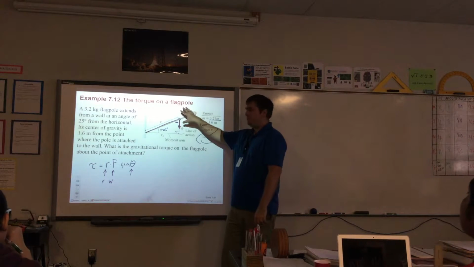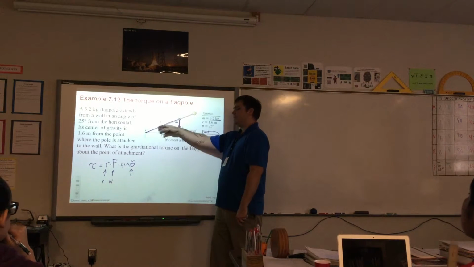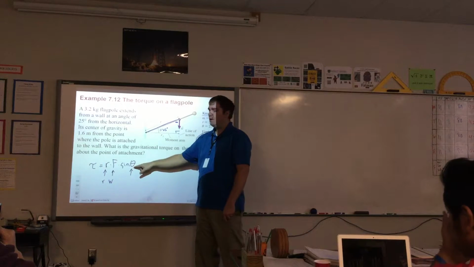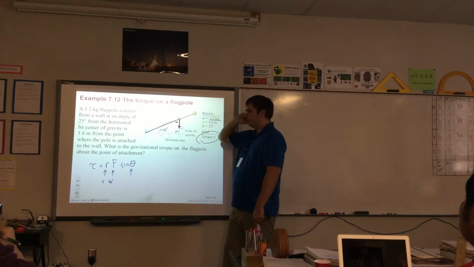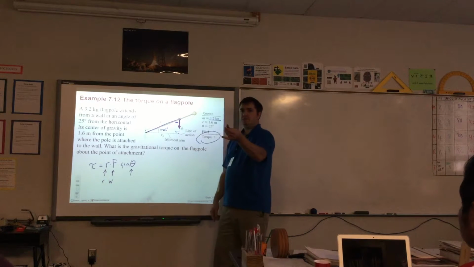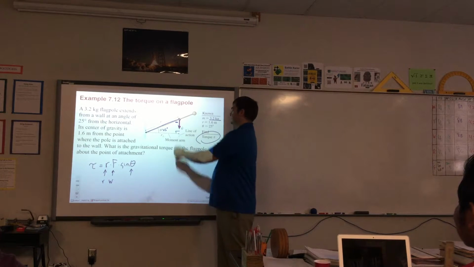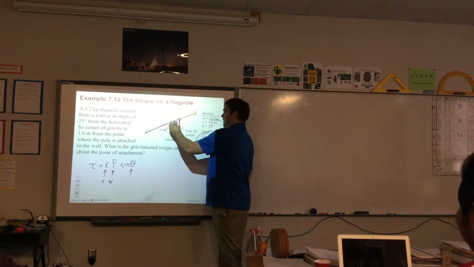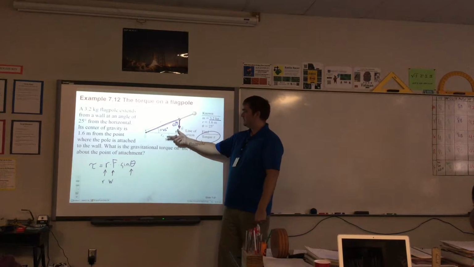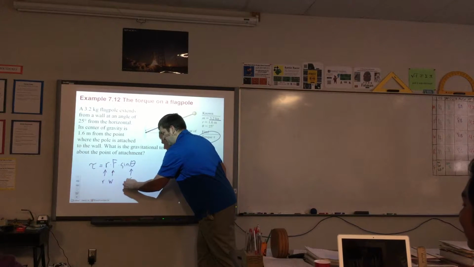The diagram gives this other angle a name, theta, since that's a standard name, but that's not the number you're going to plug in here. Let's see, this is a right angle. 90 minus 25 is 65. So you're going to plug in 65 degrees.